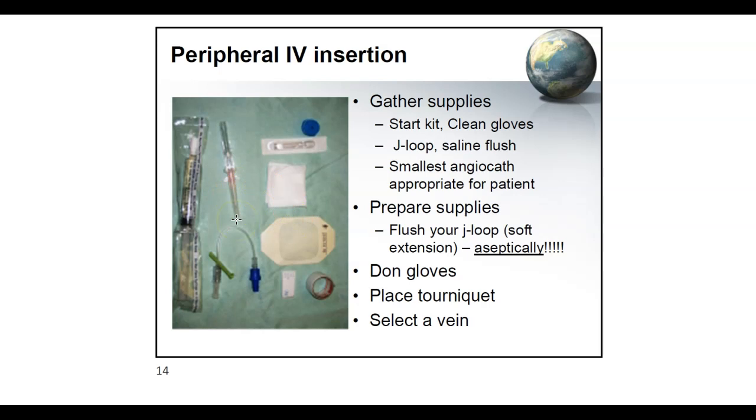That means you flush your J-loop, which is this one over here. You basically want to prime it so there's really no air, and leave it there. Keep it aseptic, right? Make sure that things are not touching your surface. Then put some gloves on, place the tourniquet, and choose your veins. Or should I say, choose the right vein.